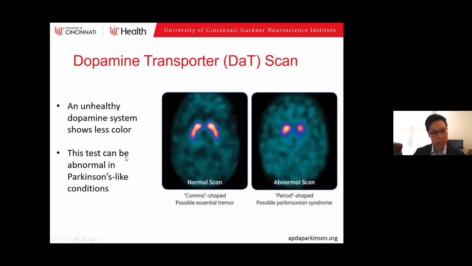So this test can be abnormal in Parkinson's disease, but also other Parkinson's disease-like conditions. This test alone does not diagnose the condition because of that fact. Again, this test is abnormal in Parkinson's disease and other Parkinson's disease-like conditions. So, the key takeaway here is if the story fits, the exam fits, I don't need this test because I have very high suspicion that we have the correct diagnosis.